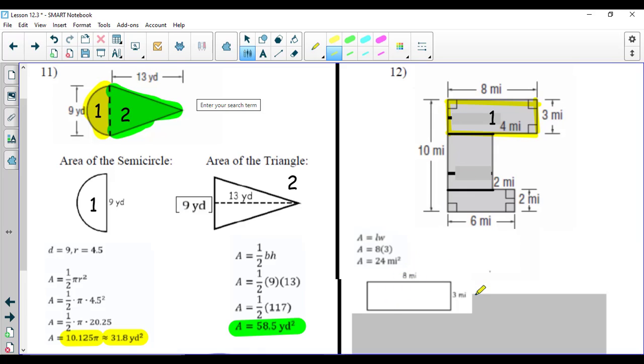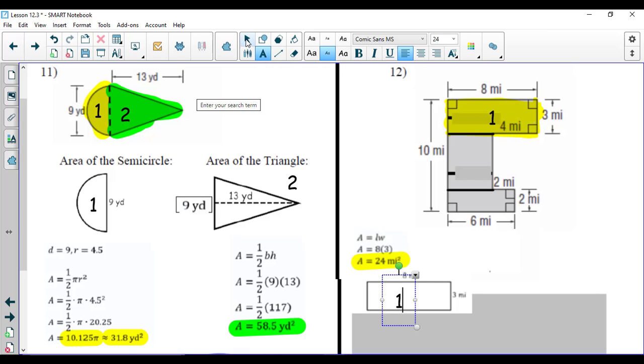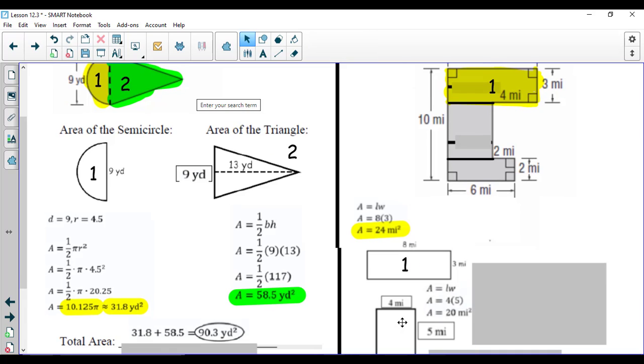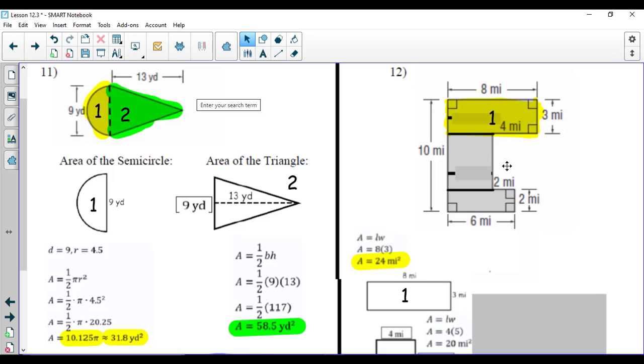The dimensions are 8 by 3, so to find the area, we do 8 times 3, which is 24 miles squared. So the area of region 1, which is this yellow shaded region, is going to be 24 miles squared. And again, this is region 1. I just want to match those up for us. Let's go ahead down here. This is going to be our rectangle that's in the center.